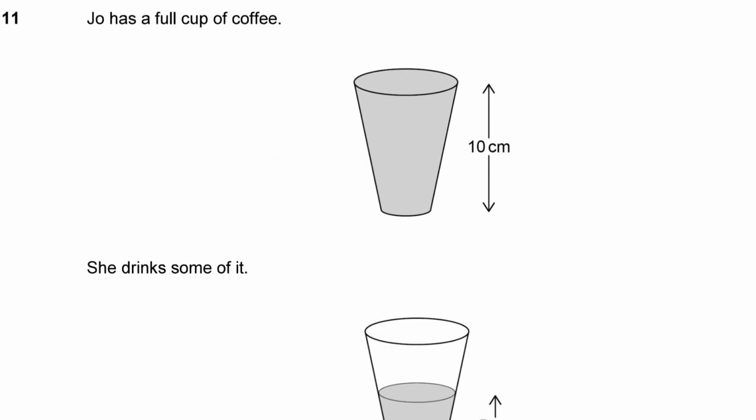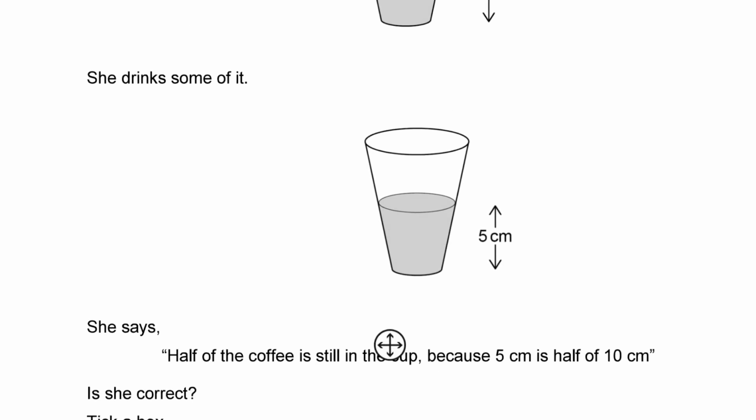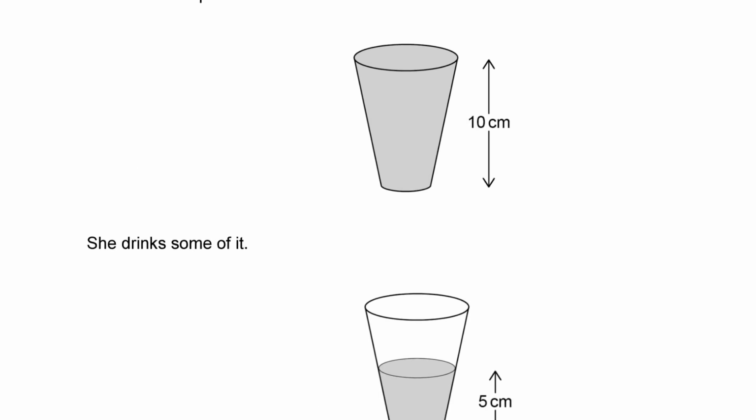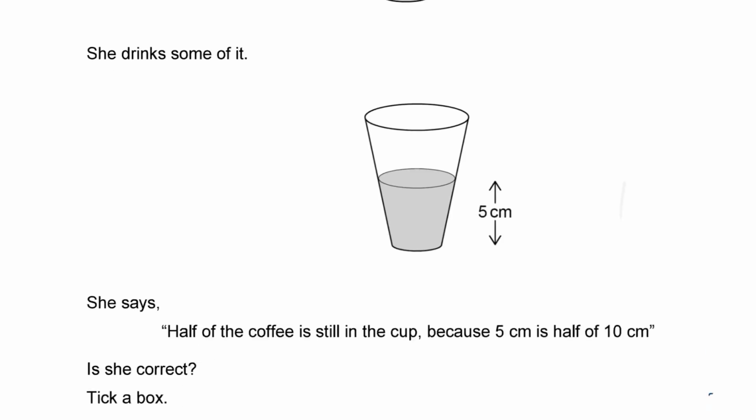Question 11. Joe has a full cup of coffee. She drinks some of it and she says half of the coffee is still in the cup because 5 centimeters is half of 10 centimeters. Is she correct? Now, I am definitely what you would consider to be a cup half full kind of guy, a bit of an optimist. But here, in this case, even though 5 is half of 10, the amount of coffee in this section above that 5 centimeter line is going to be much more than the coffee underneath, because it's tapering down, isn't it? So no, she's not right.